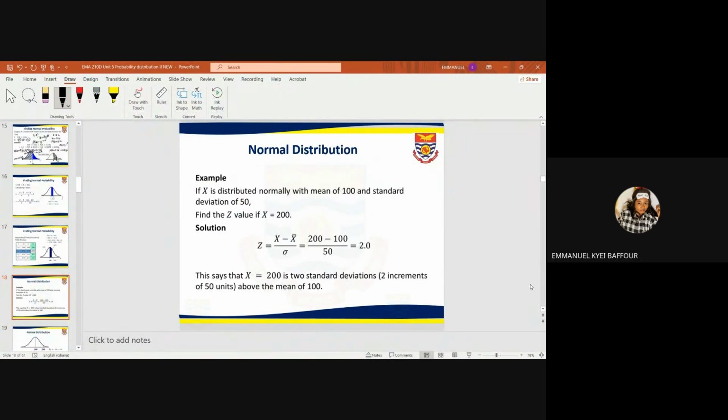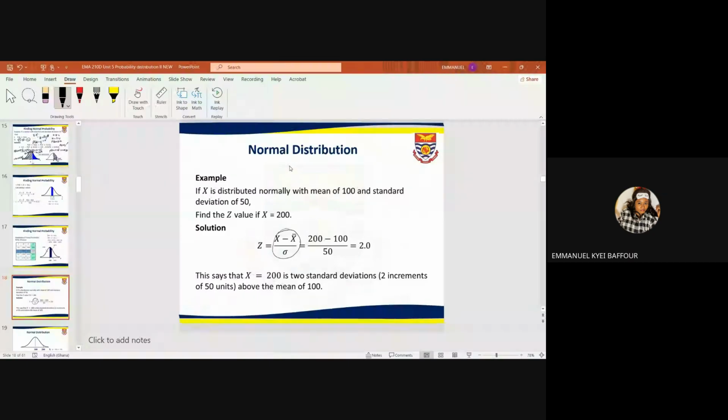Now there is another nice question here, that if X is distributed normally with mean of 100 and standard deviation of 50, find the Z value if X is equal to 200. And I think this one is easy to calculate. So just use this and then you convert it to the z-score. Now there are some questions that you might not see written out in full English like this, but they will write it in terms of mathematical notations.